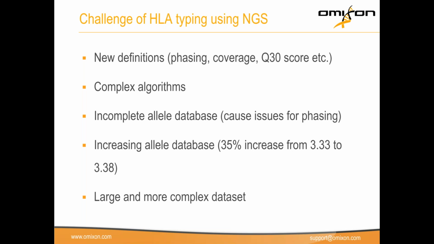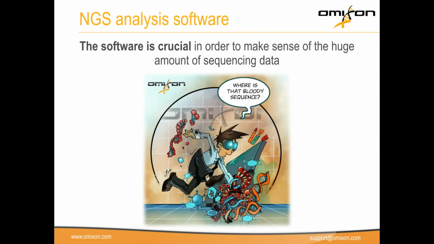NGS platforms give us thousands of sequencing reads from multiple samples at one time, with multiple loci that can cross align to each other. And so you really need to have proper software. The software is the key part here. The software is the thing that's crucial in order to make sense of the huge amount of sequencing data. And that is what I will be talking about a bit later on.